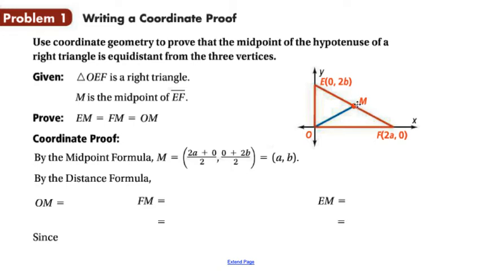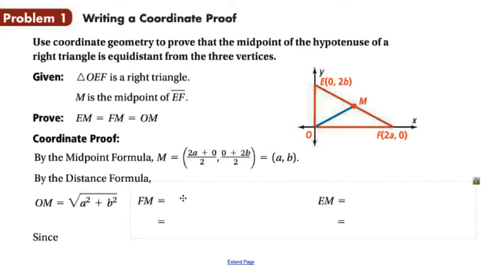And then we need to use the distance formula to find how far it is from O to M, E to M, and F to M. So one at a time, here we go. O to M, remember this has coordinates (a, b), so it's going to be the square root of (a minus 0) squared plus (b minus 0) squared, so it's just the square root of a squared plus b squared.